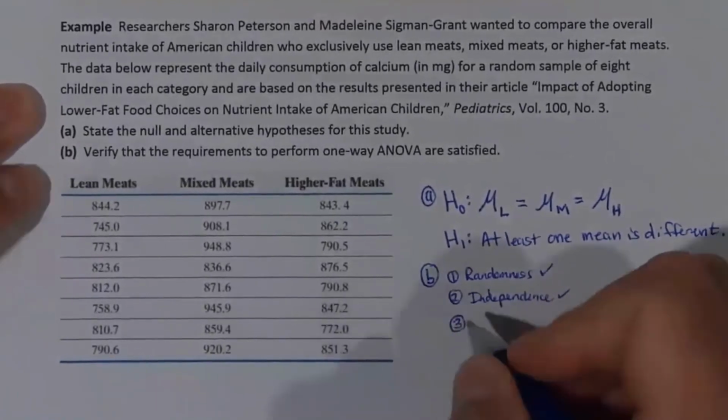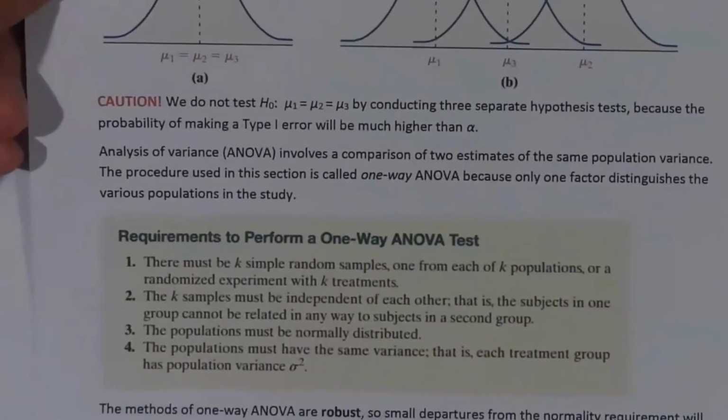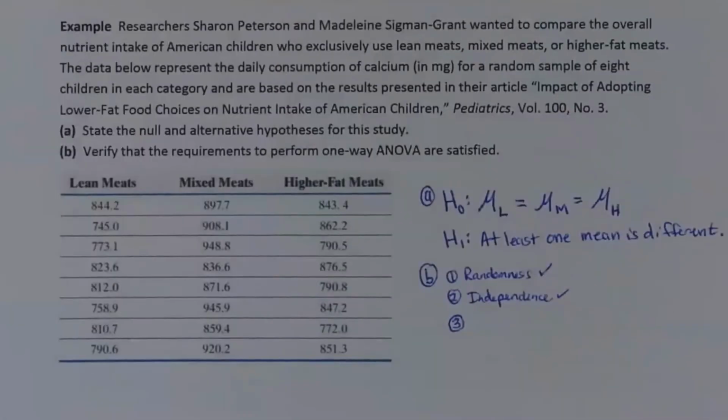3, the populations must be normally distributed. Well, how am I going to verify that? I can verify that by creating a normal probability plot or a QQ plot. I am going to do that using StatCrunch.